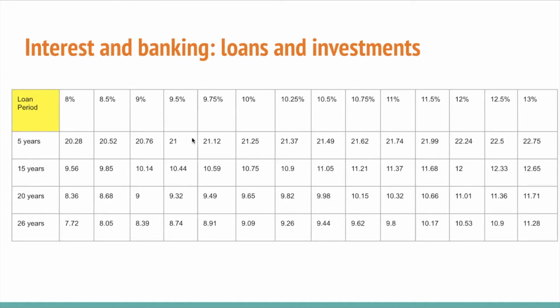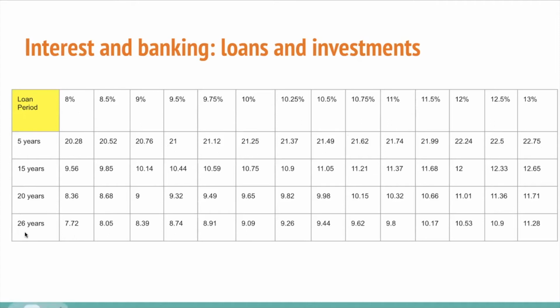You see that as the interest rate gets larger and larger, the repayment gets larger and larger. At 8% in 5 years, it's 20 Rand 28, but at 13% it's 22 Rand 75. Oh, this is 25 years, not 26 years, sorry. I made a mistake here. And then you see the longer you take to repay the loan, the smaller the installments.